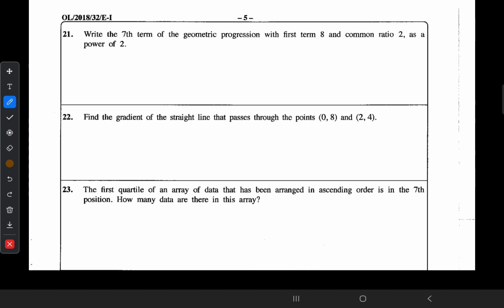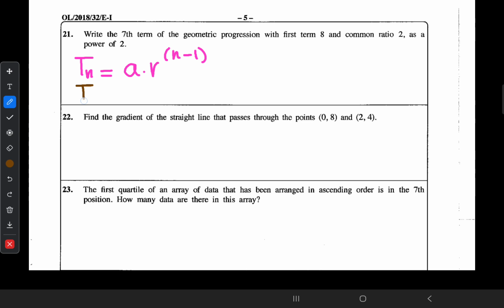Write the seventh term of the geometric progression with first term 8 and common ratio 2 as a power of 2. So in the geometric progression, we can write Tn equals A into r to the power of n minus 1. A is the first term, r is the common ratio, n is the particular term. Here we need to find the seventh term.